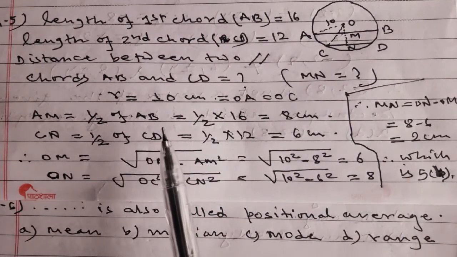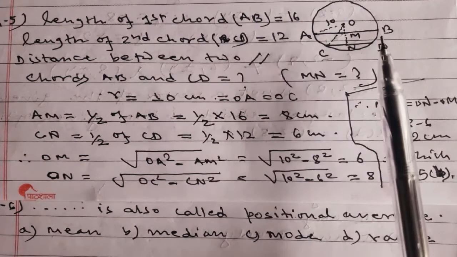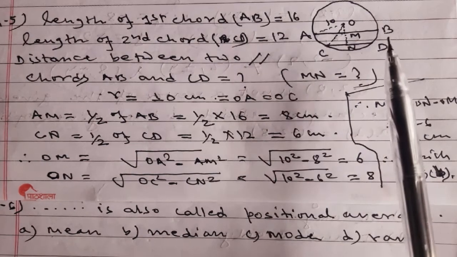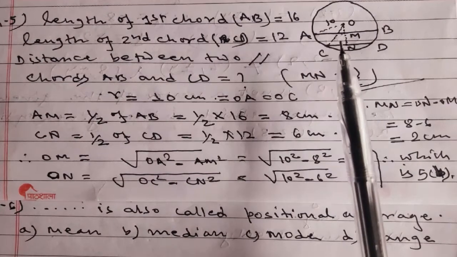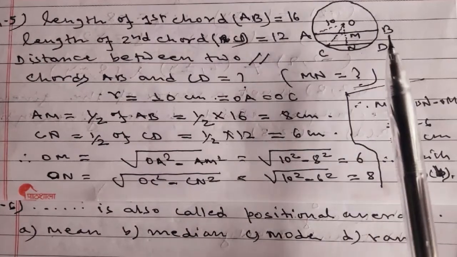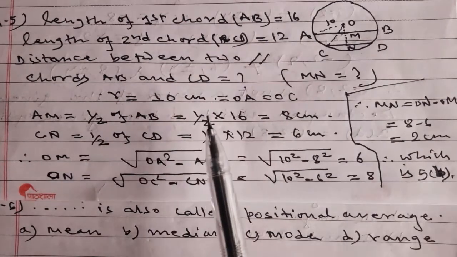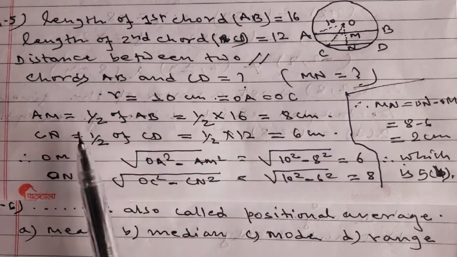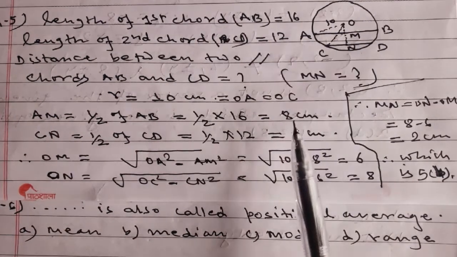AM is equal to half of AB, because a perpendicular drawn from the center bisects the chord. So if AB is 16 centimeter, then AM will be equal to half of the length of chord AB. That means half of 16, 2 8s are 16, so AM is equal to 8 centimeter.